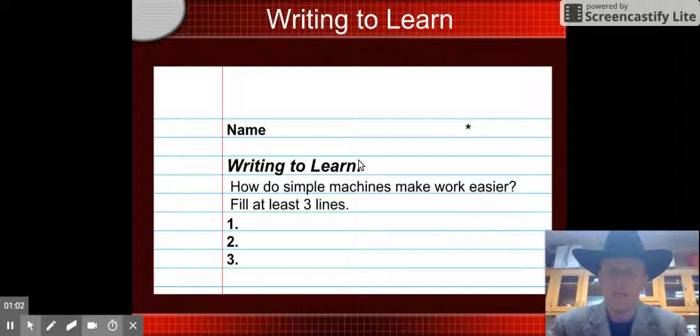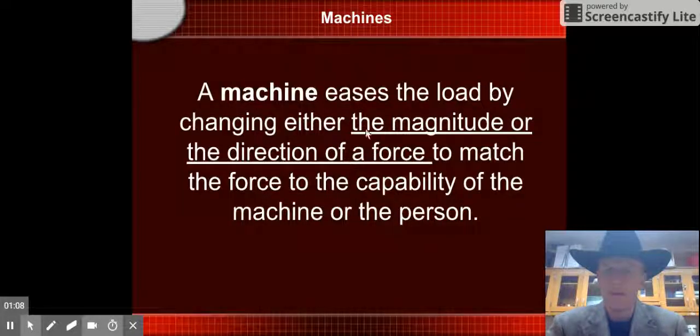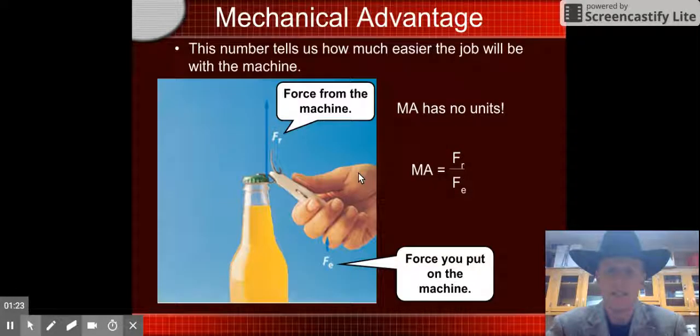So how do they do that? How do they make tasks easier? Well, they make tasks easier by easing the load, by either changing the magnitude or the direction of the force to match the force to the capability of the machine or person. What that means is it will lighten the load. So there are some advantages to machines.